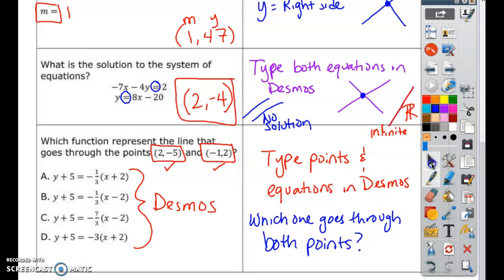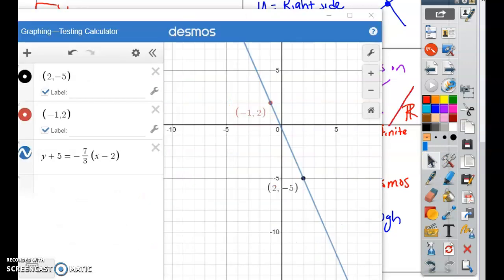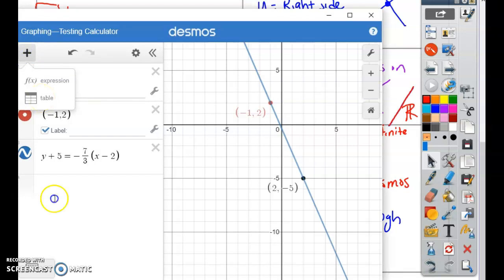Okay, so pause the video, type everything in Desmos. So I paused the video, I added my 2 points. You can either add them like this, or you can add a table with both points. It doesn't matter how you do it. Then you add all the answer choices. I only added the answer that I know is true. So this one, I'm not going to tell you which one it is. This one goes through both points. Okay, so that means that's the answer. So that's all you have to do.